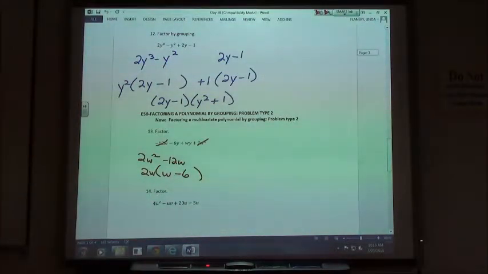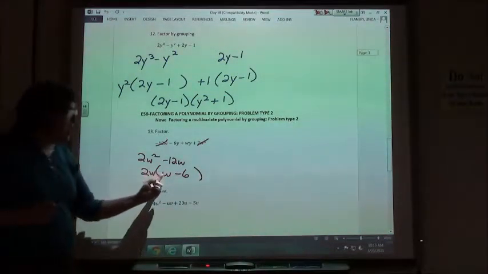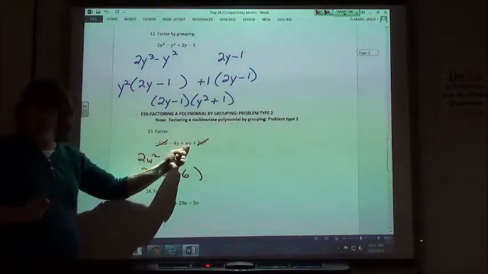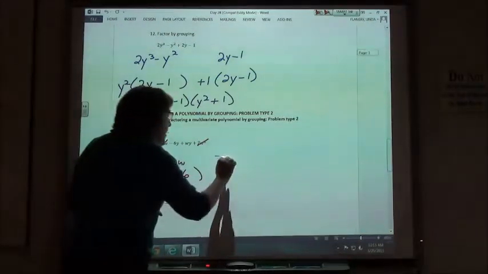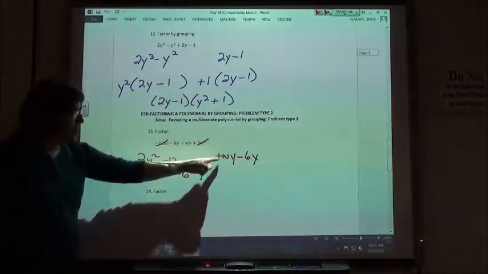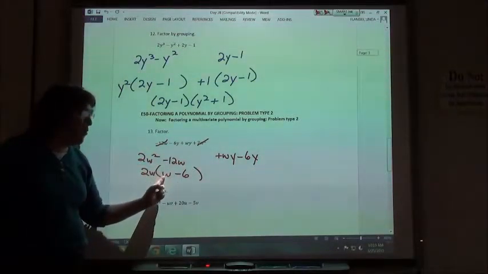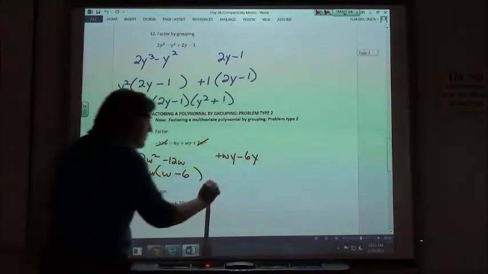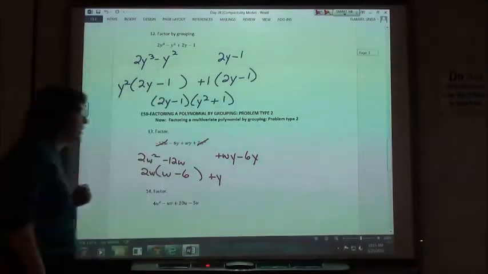Now when I'm looking at the other 2 terms, I know that I want to get w minus 6, which means that the term with the w in it has to go first, right? So I'm going to have my plus wy and my minus 6y, and I'm going to say, what do I need to divide out of my wy to get just the plain w? The y, and it's going to be a positive y because I need my sign there.